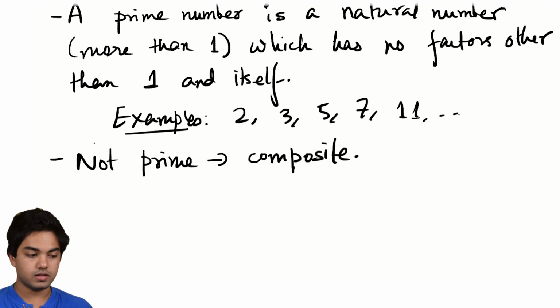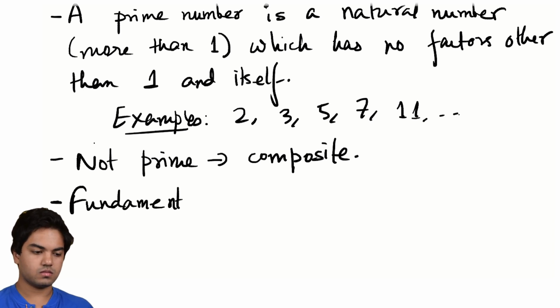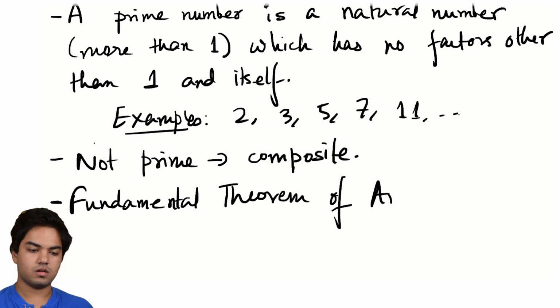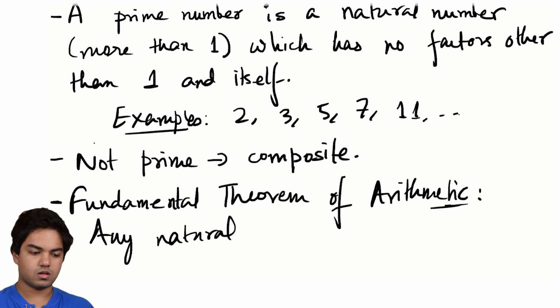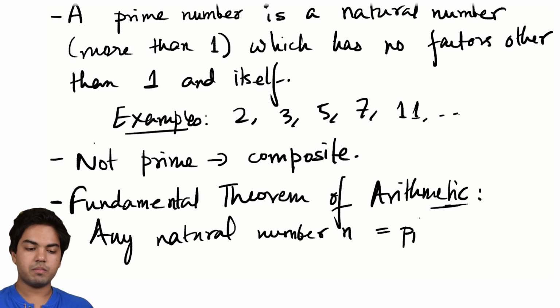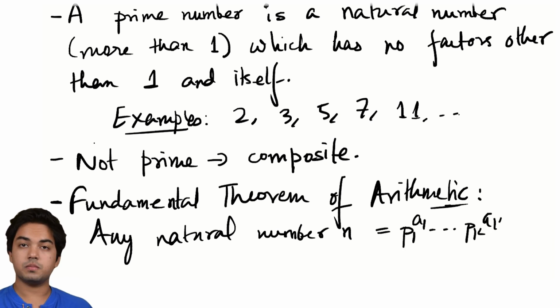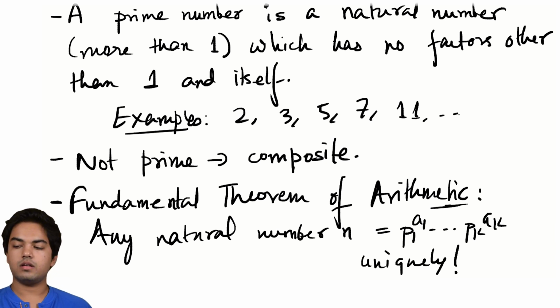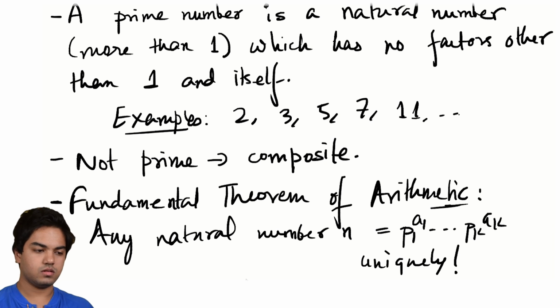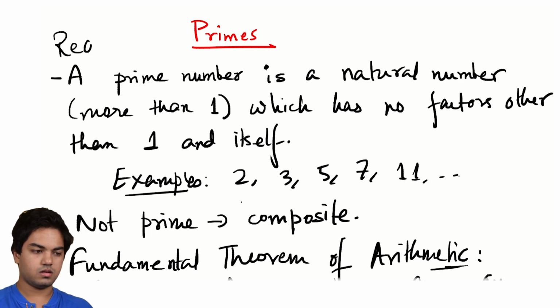Alright. One of the things we saw last time was the fundamental theorem of arithmetic. It said that any natural number n can be written as a product of prime powers, all the primes in a unique way. Right? This is what we saw last time. So this is recap.